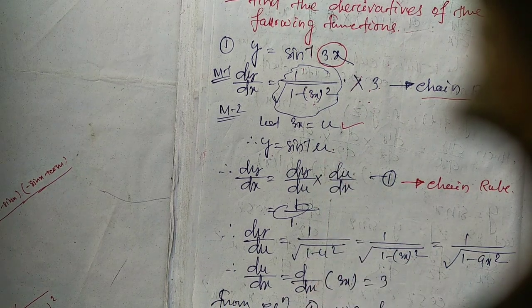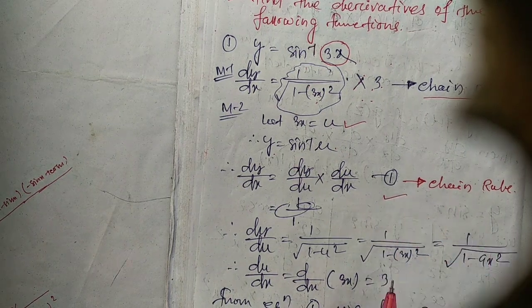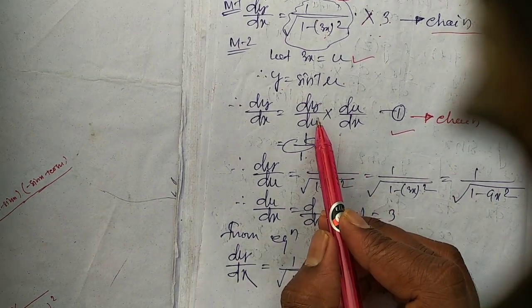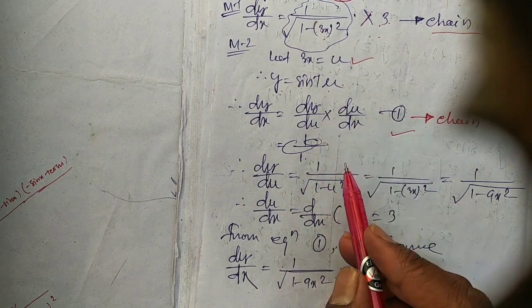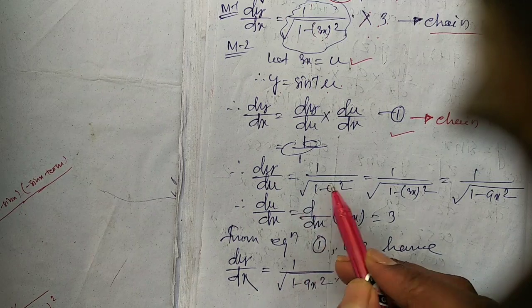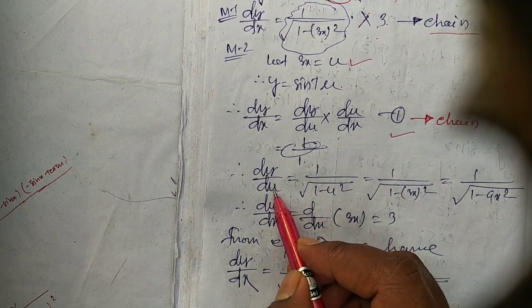Now we have to differentiate y with respect to u, and then u with respect to x. This is based on the chain rule, right? So when we differentiate with respect to u, this is a direct standard formula: 1 by square root of 1 minus u square. That is dy by du.